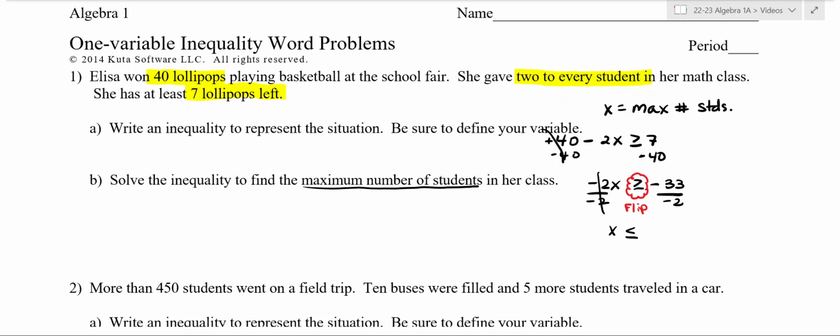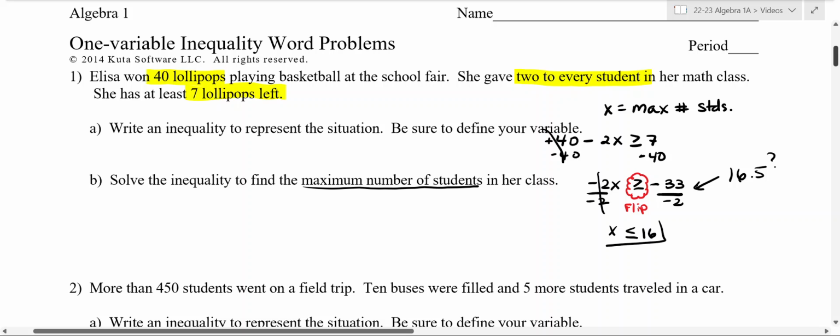Is that 16.5? Yeah, 16.5, which is not possible. You cannot have 16 and a half students. So we're just going to have to say it has to be less than or equal to 16 students. Okay. So the maximum number of students can be 16. It could be less, but the max number will be 16.